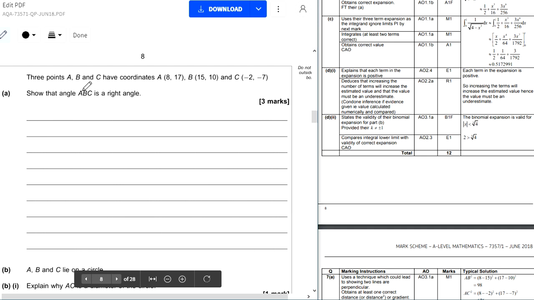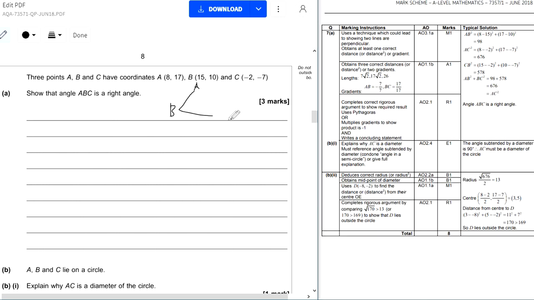Question 7. 3 points A, B, C, coordinates, and so on. Show that the angle is a right angle. First things first, you want to really draw it out, and you're trying to show that that angle there is a right angle. If that's a right angle, then a squared plus b squared is going to be equal to c squared. So all you've got to do is find those values and show that that's how it is.